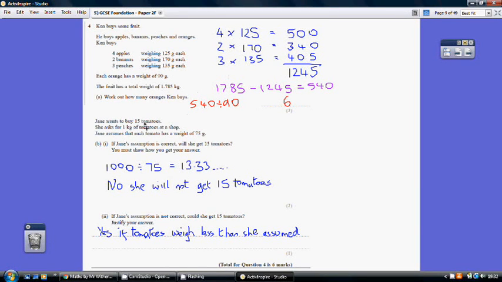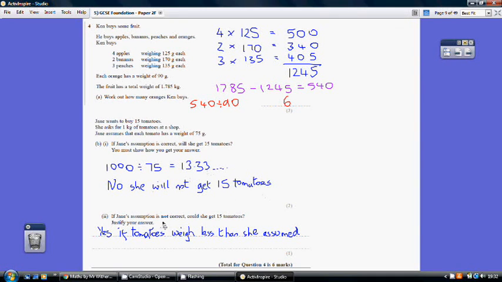So Jane wants to buy 15 tomatoes. She asks for 1 kilogram of tomatoes. Will she get 15 tomatoes? So let's go and do, she's asked for 1 kilogram, which is 1,000 grams. So 1,000 divided by 75, because each tomato weighs 75 grams each, means she can buy 13 and a bit tomatoes. So no, she will not get 15 tomatoes.